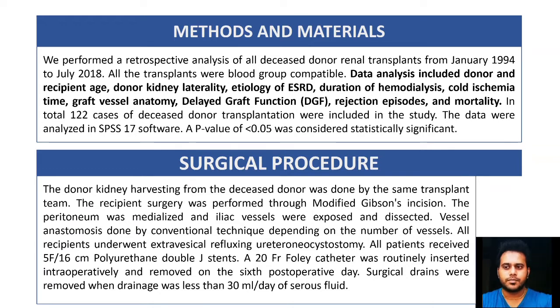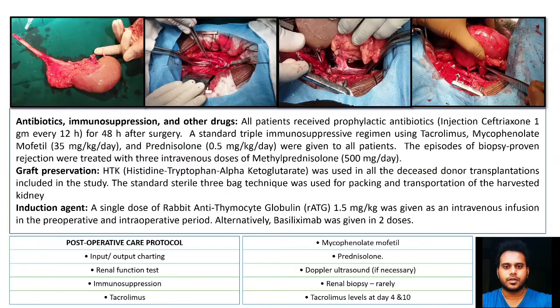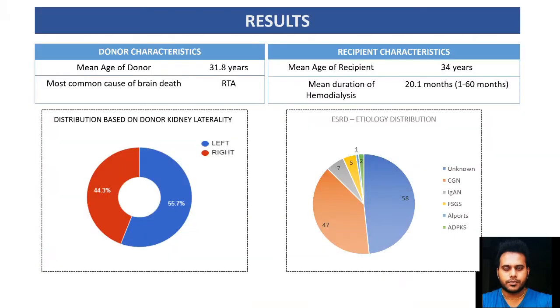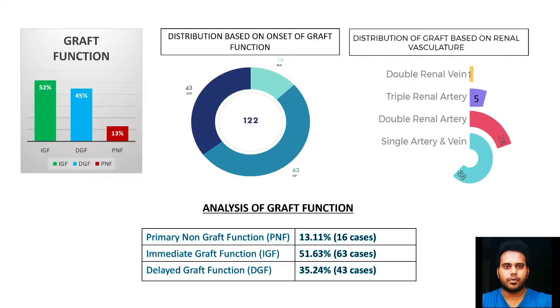A standard sterile 3-bag technique was used for packing and transportation. We used HTK for graft preservation, conventional immunosuppression protocol, and standard surgical techniques were followed. Mean age of donor was 31.8 years, most common cause being road traffic accident. Right graft was used predominantly, and most common cause of ESRD in the recipients was unknown, followed by glomerulonephritis.